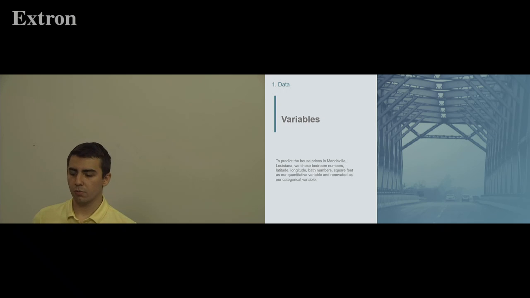From this data, we estimated that the best variables to predict the home prices would be the number of bedrooms, the number of bathrooms, the square footage, the latitude and longitude, and finally, as a categorical variable, whether or not the home was renovated in the description.